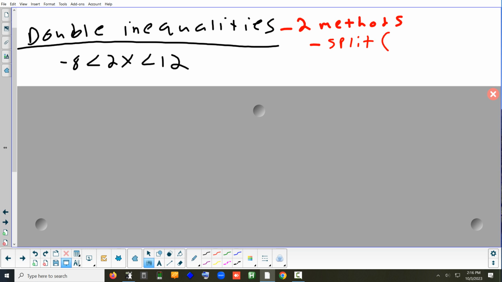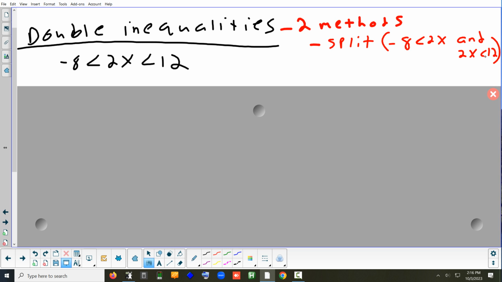I would write -8 is less than 2x, and 2x is less than 12. That's how I would solve this problem by splitting it up. And now I would solve each one of them separately. So I would divide by 2 for the first one, and then I'd divide each side by 2 for the second one. And I would get x is greater than -4, and x is less than 6.